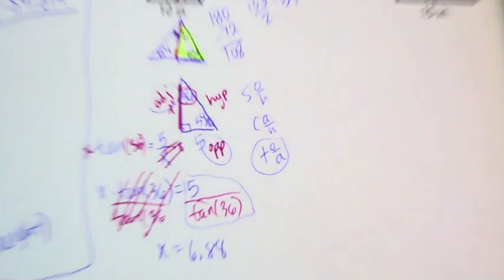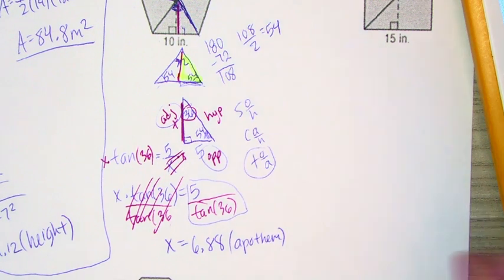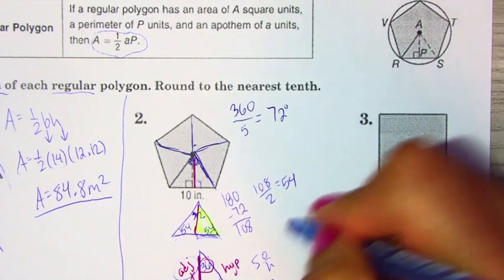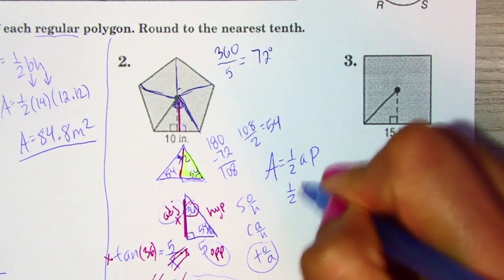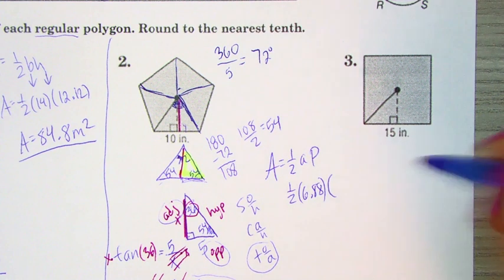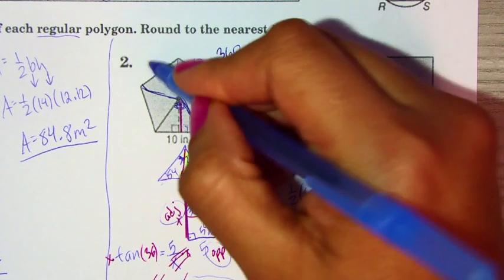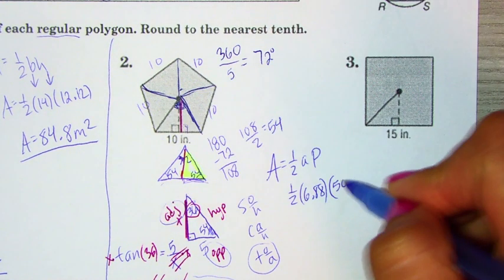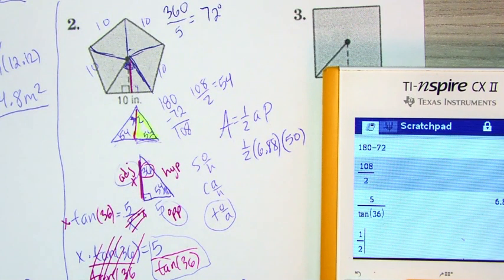So all this work was just to find the apothem. So we can label this as being the apothem. All right, so now that we have that, we go back to the formula, and the formula is just asking us to do 1/2 times the apothem times the perimeter. So 1/2 times 6.88 times the perimeter. The perimeter of this pentagon is 10, 10, 10, 10, and 10, so that's 50. And then we just type that in the calculator. So we have 1/2 times 6.88 times 50.